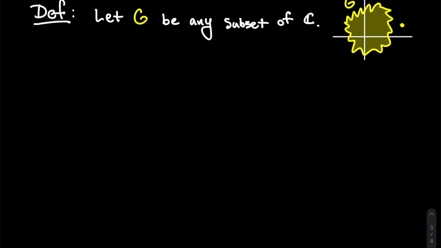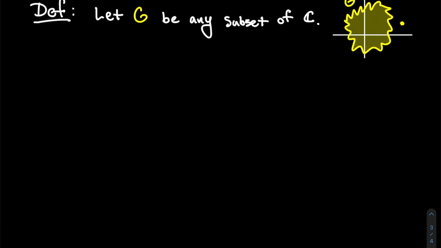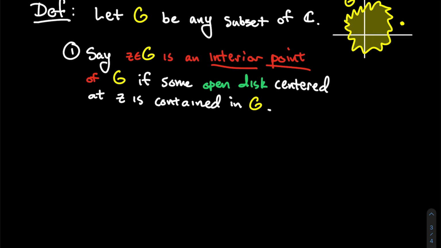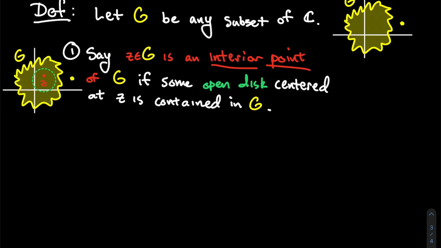And so what we're going to talk about is trying to label and describe some of these points in G. So number one, we're going to say that a point Z of G is an interior point if some open disk centered at Z is contained in G. And so over to the side here, I've drawn you a picture of what a typical interior point might look like. And again, I'm just saying you should be able to find some disk that's centered at Z and that fits inside of G.